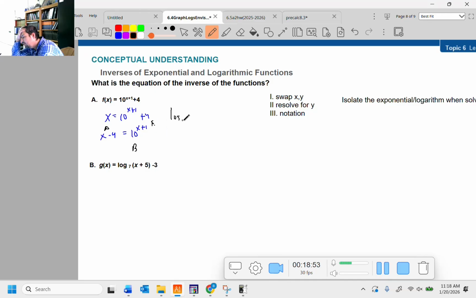We're going to have a log whose base is 10, whose argument is x minus 4, and equals x plus 1. That's supposed to be a y, isn't it? I forgot to make that a y. Equals x plus 1.